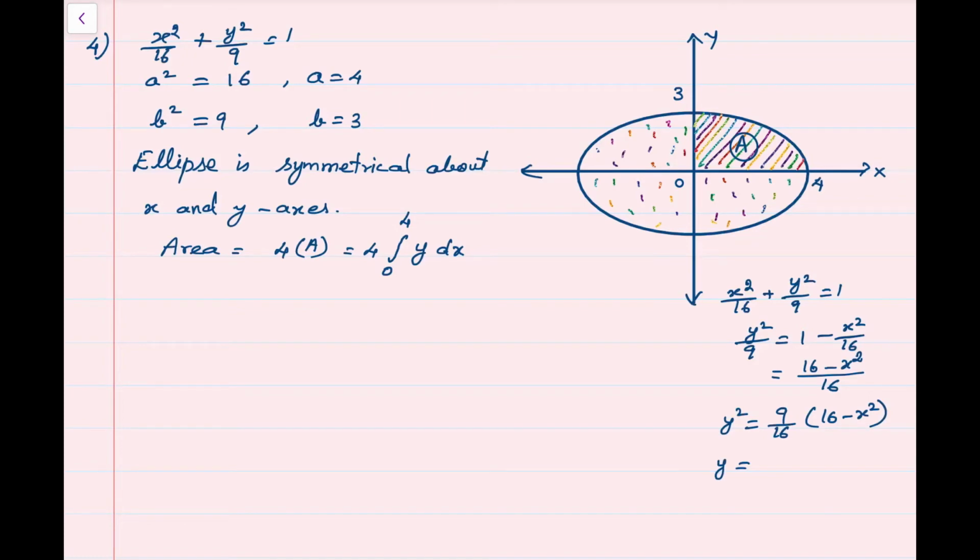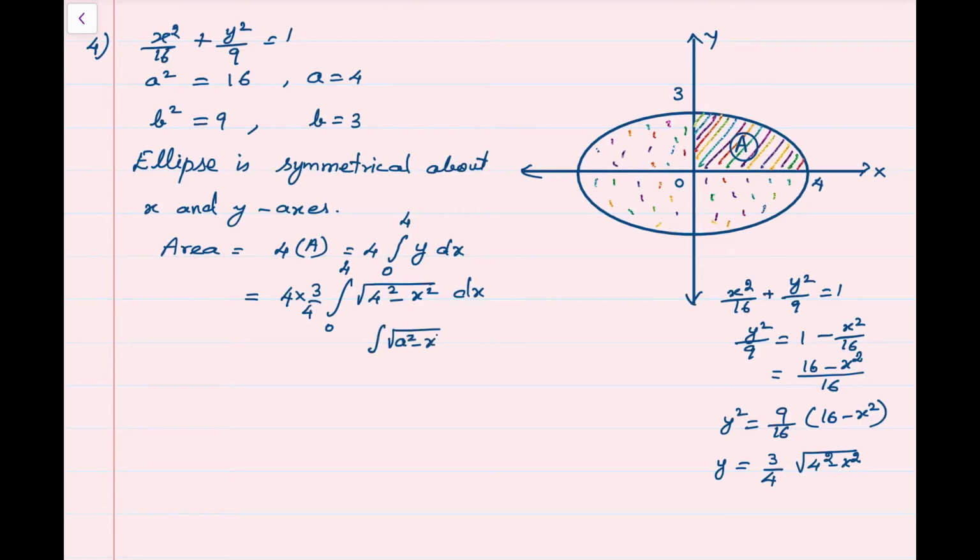Y will be, we are not going to write plus or minus sign because we are going to use the curve in the first quadrant. Therefore, plus 3 by 4 times root of 4 square minus x square. Area is 4 times integral 0 to 4, y is 3 by 4 times root of 4 square minus x square dx. Remember, if you have ellipse or circle in the question, we have to use this formula.